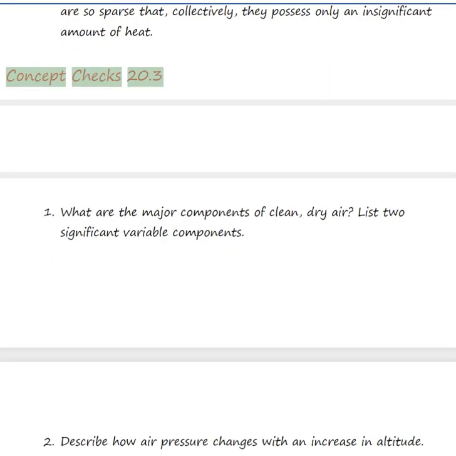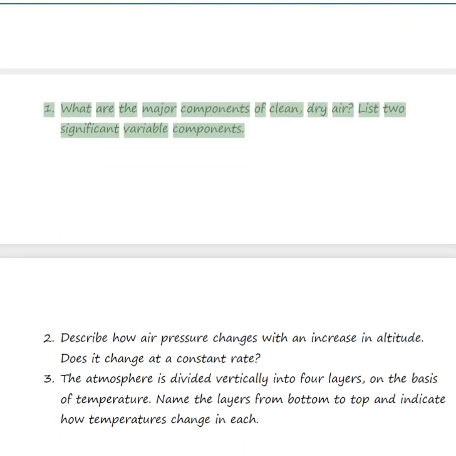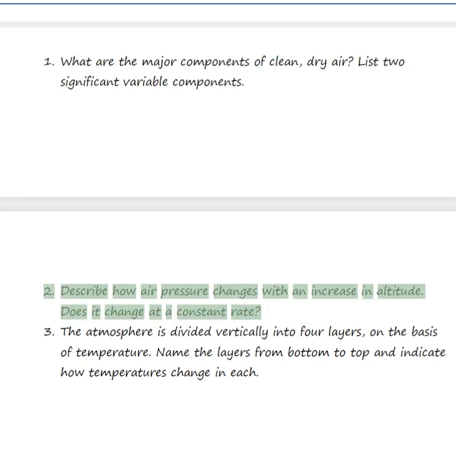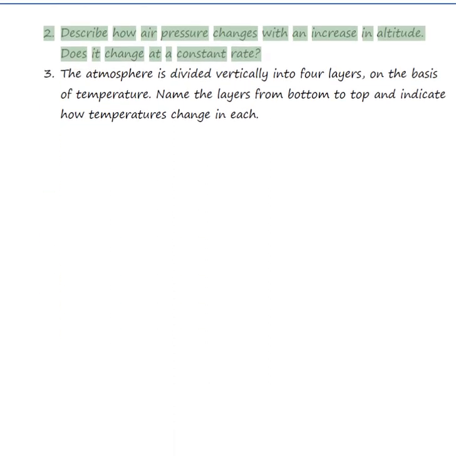Concept checks 20.3. 1. What are the major components of clean, dry air? List 2 significant variable components. 2. Describe how air pressure changes with an increase in altitude. Does it change at a constant rate?